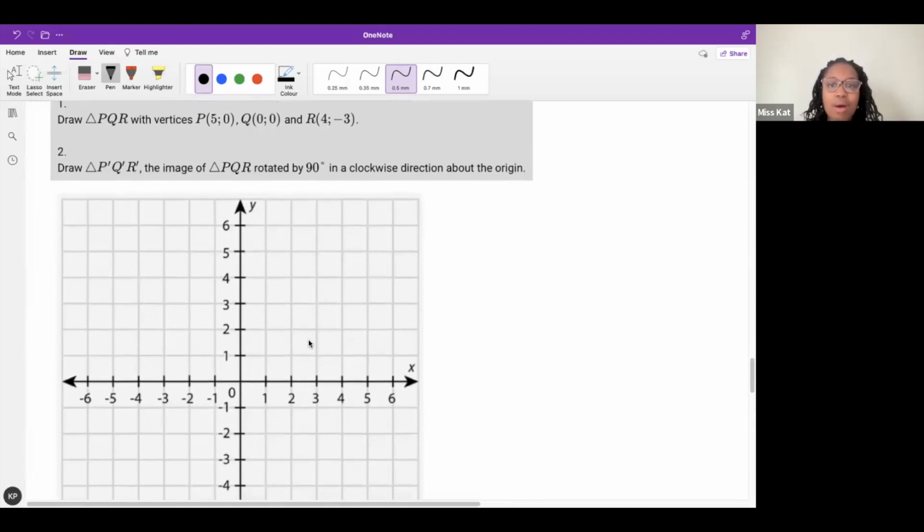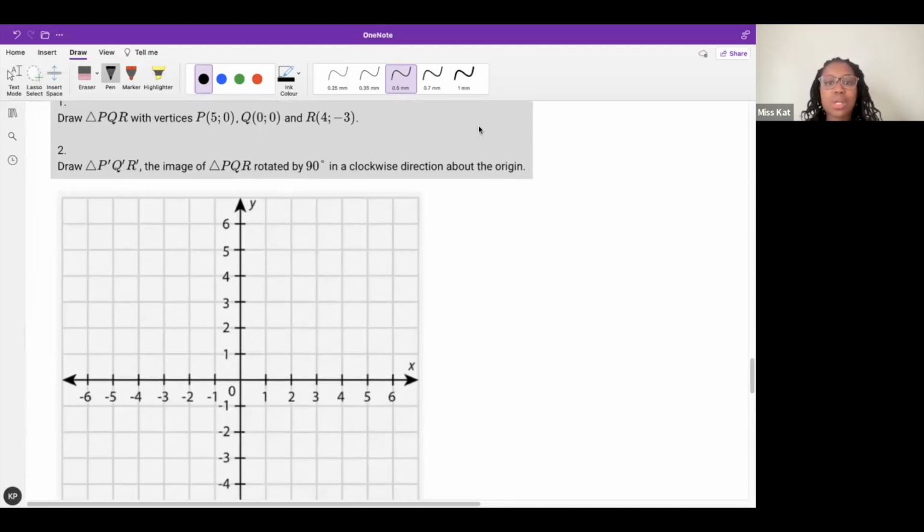Okay, there we go. Now we're gonna do a rotation. So now we were interpreting rotations, but now we're going to rotate a shape. We're gonna obviously start by drawing it. It says, draw a triangle PQR with the vertices 5, 0, 0, 0, and 4, -3. Hopefully we all know how to plot points. The first one is 5, 0, so it's on the x-axis. We have a 0, 0, so it's over there. And we have a 4, -3, so it's over there.